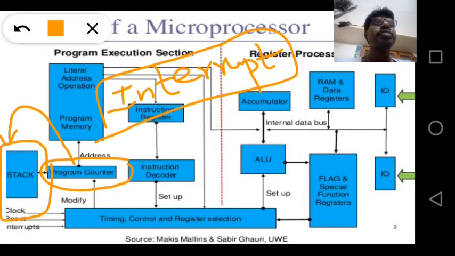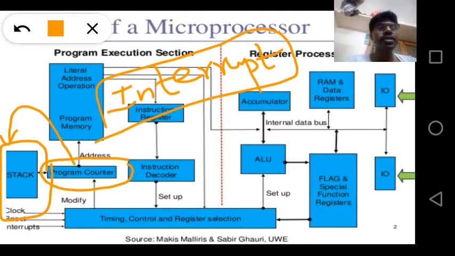So when an interrupt occurs, what does the processor have to do? It has to complete the current instruction execution, and it has to store the address of the next instruction. Where is the address of the next instruction stored? Of course, the program counter. The program counter is a register which contains the address of the next instruction.